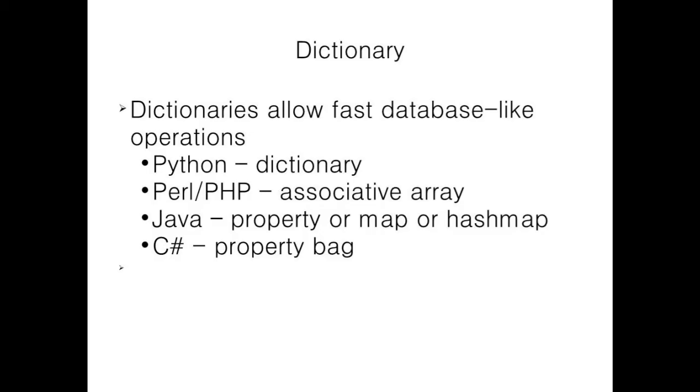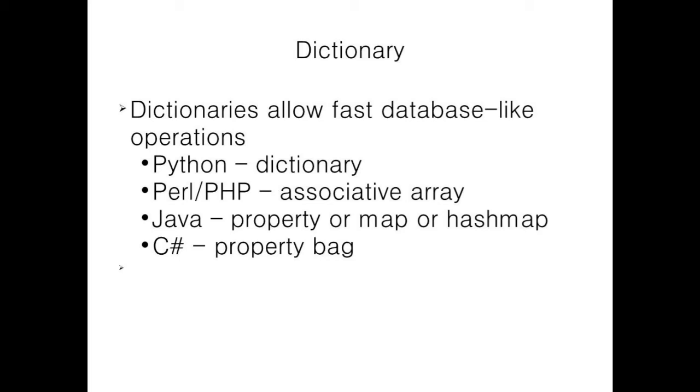There is some additional information I want to mention regarding the new type dictionary. A dictionary is a type that allows very fast database-like operations. You can perform search, you can perform sorting and things of that kind. If you want to perform those kinds of database-like operations on a variable, a dictionary would be a better choice than the other composite variables.